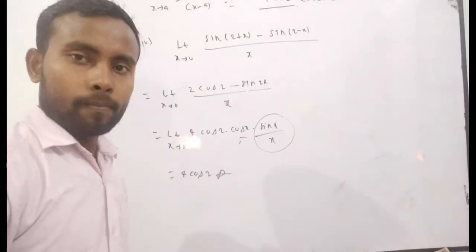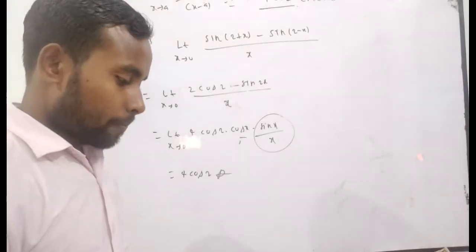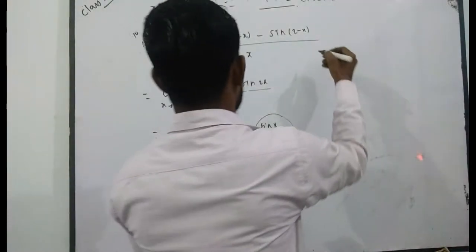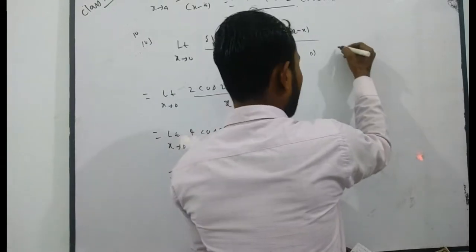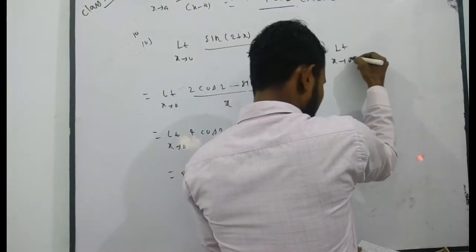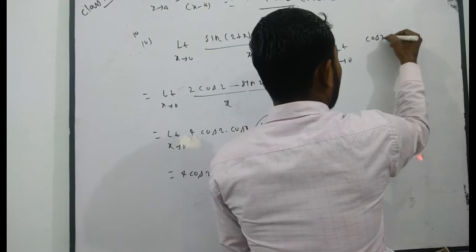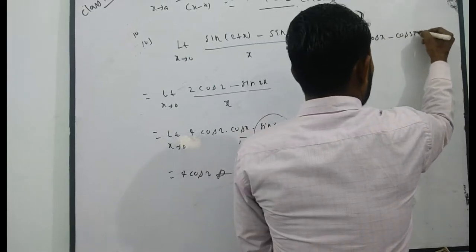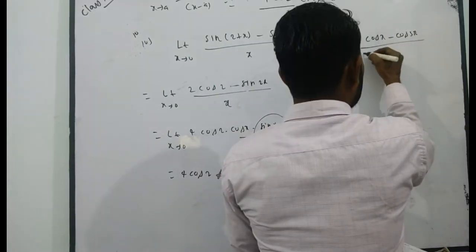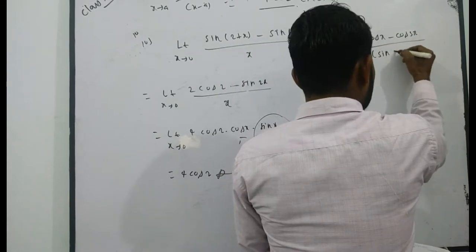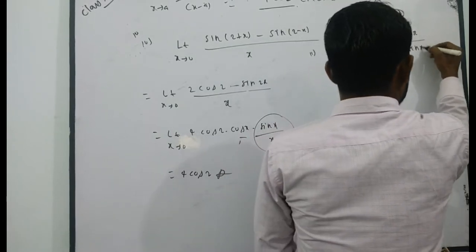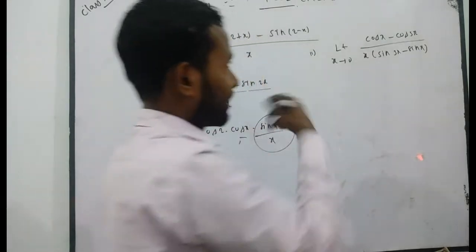Now take the next example. Next example will be 11. In this problem there is given limit x tends to 0, cos x minus cos 3x divided by x into (sin 3x minus sin x). Now you have to again utilize the formula. There is nothing in this problem.